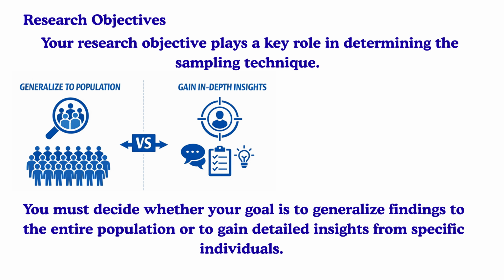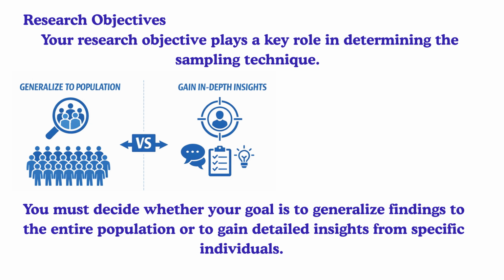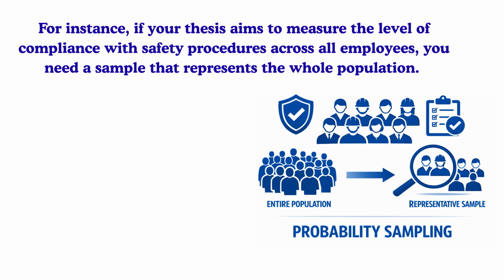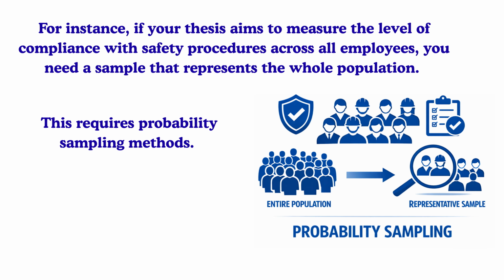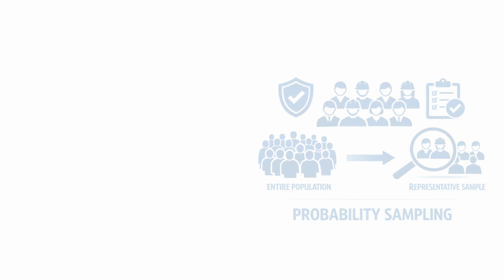Research objectives. Your research objective plays a key role in determining the sampling technique. You must decide whether your goal is to generalize findings to the entire population or to gain detailed insights from specific individuals. For instance, if your thesis aims to measure the level of compliance with safety procedures across all employees, you need a sample that represents the whole population. This requires probability sampling methods.